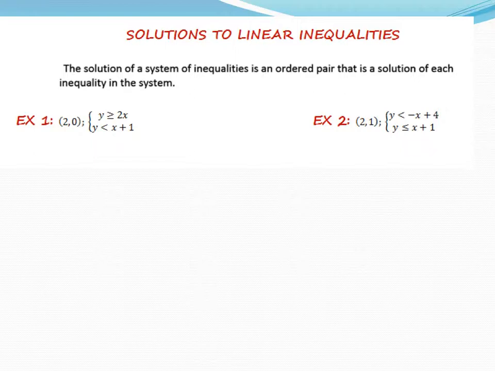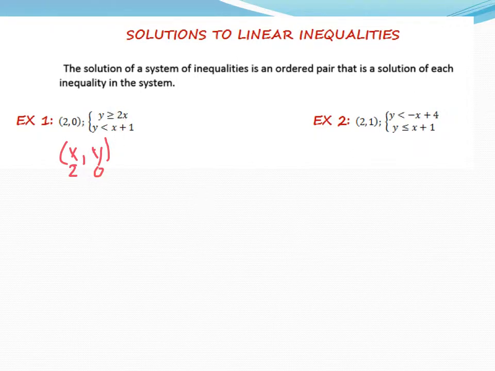Notice here I have a point of 2, 0. That tells me my x is going to be 2 and my y is going to be 0. Now, notice I have a system of inequalities: y is greater than or equal to 2x, and y is less than x plus 1. I want to see if this point of 2, 0 satisfies this system. I want to know if it's a solution.